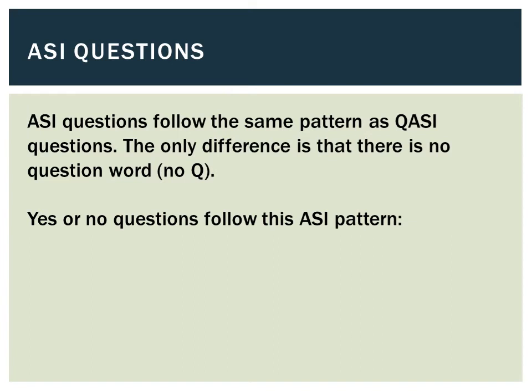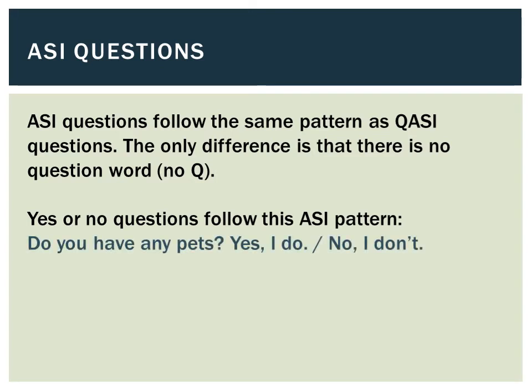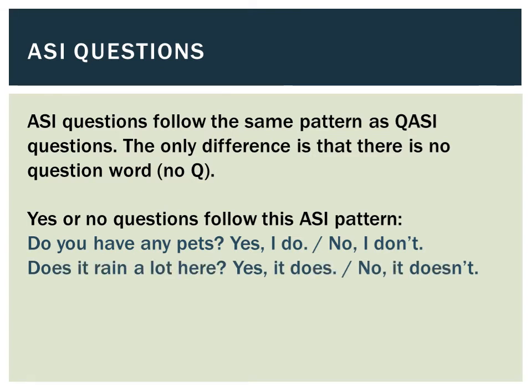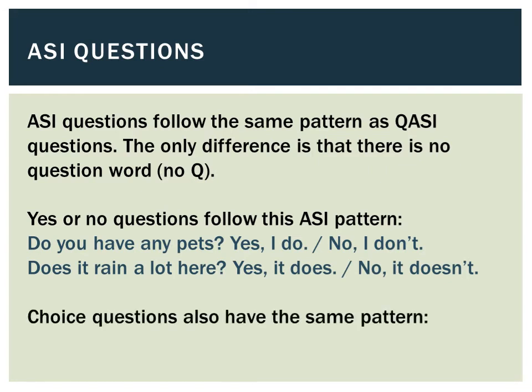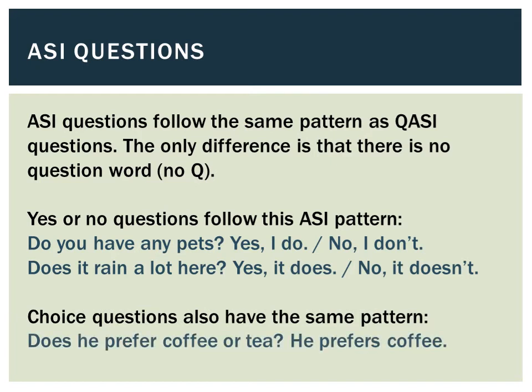Yes or no questions follow this ASI pattern. For example, do you have any pets? Yes, I do. No, I don't. Does it rain a lot here? Yes, it does. No, it doesn't. Choice questions also have the same pattern. For example, does he prefer coffee or tea? He prefers coffee. A choice question is a question which has just 2 or 3 answers.